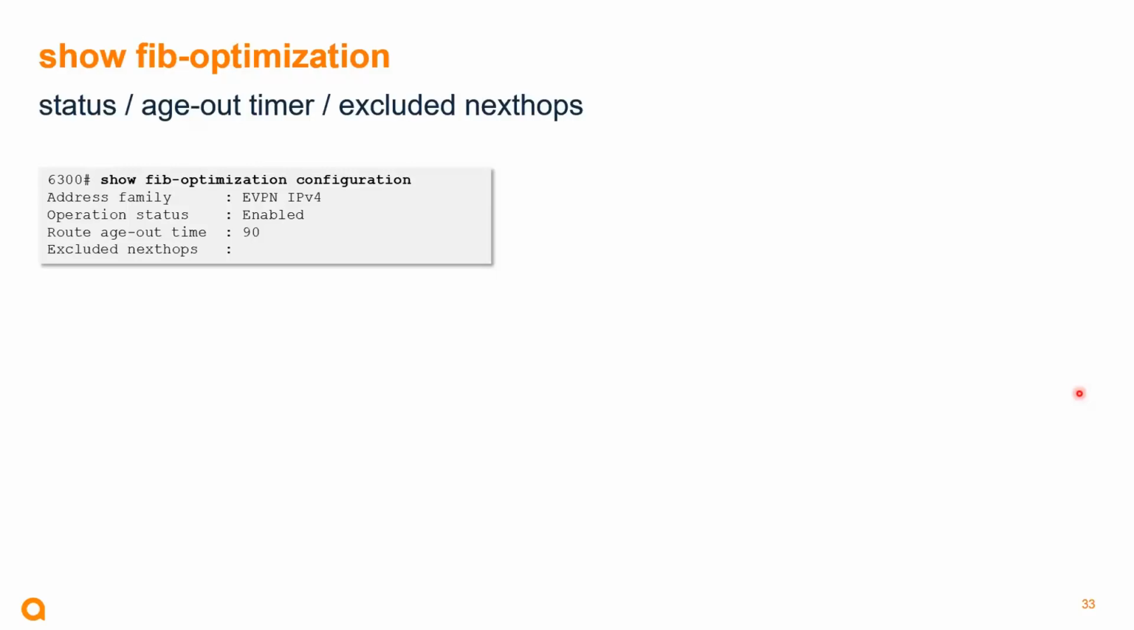Troubleshooting, we have a show FIB optimization. So just to check whether it's enabled or disabled, you have the edge out time that is mentioned here, and the list of next-hop VTEPs that are excluded. Here I have none.